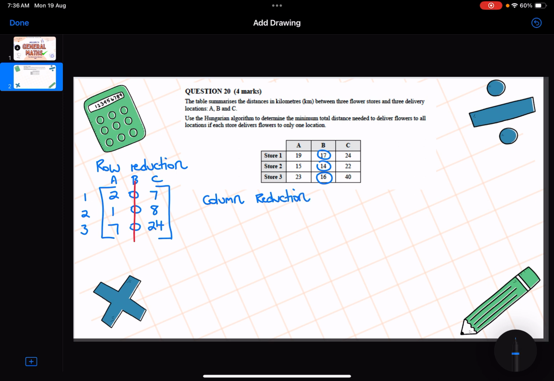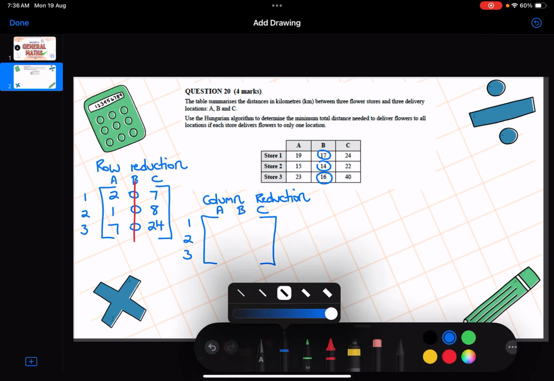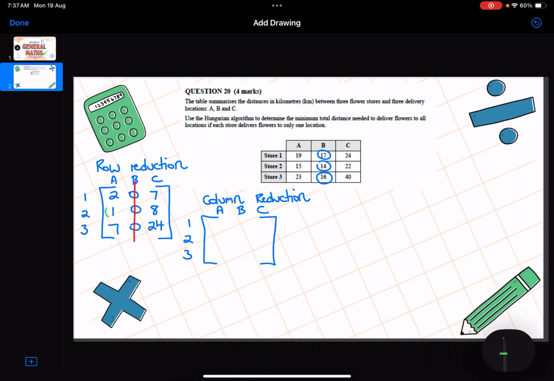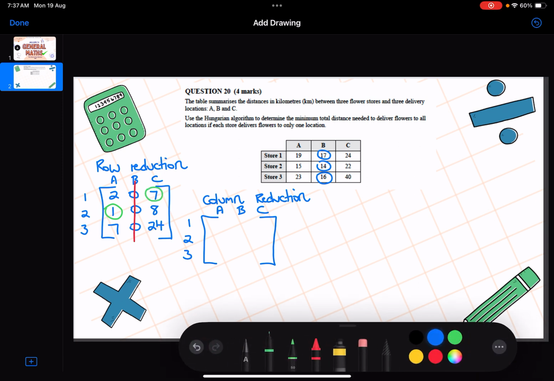Okay, so for our next step, we're going to do a column reduction. Once again, we need to set up our matrix. We have store 1, store 2, store 3, location A, B, and C. What we're going to do this time is, once again, circle the smallest number, but this time it's the smallest number in each column, and we're going to subtract that number from all the other numbers in that column.